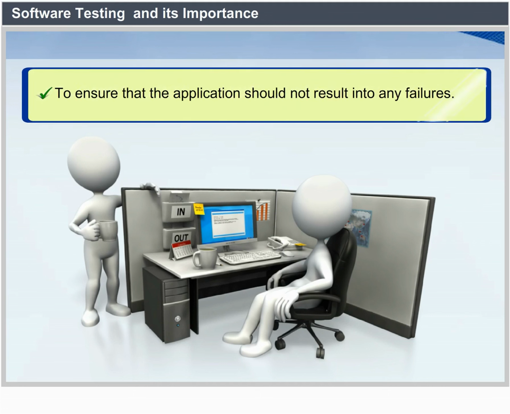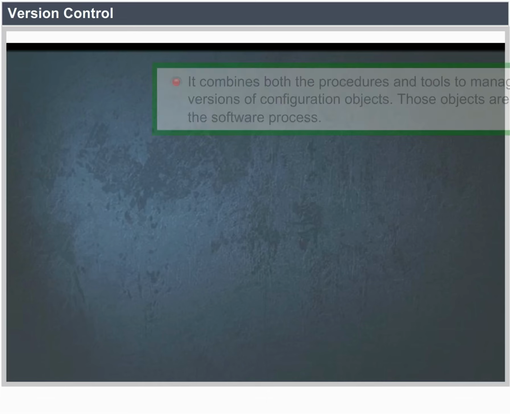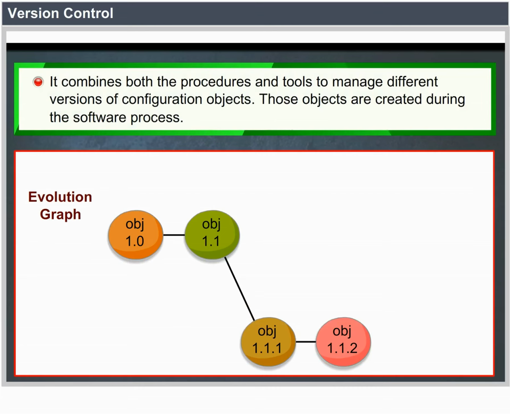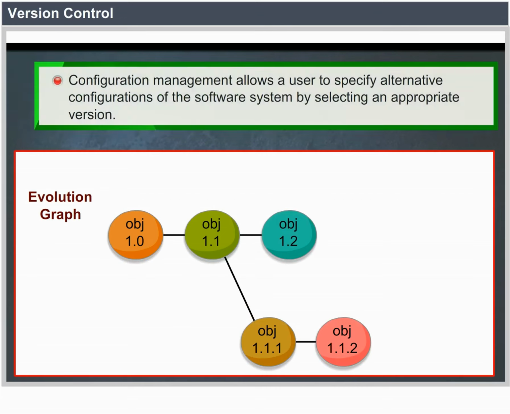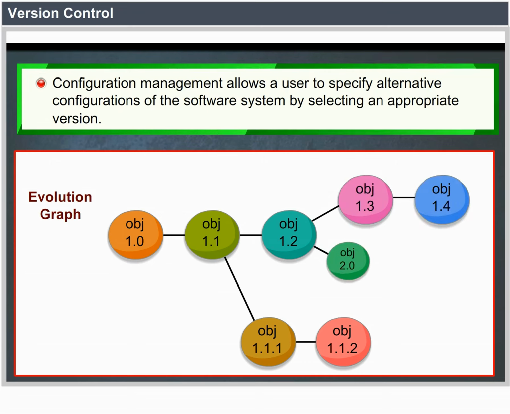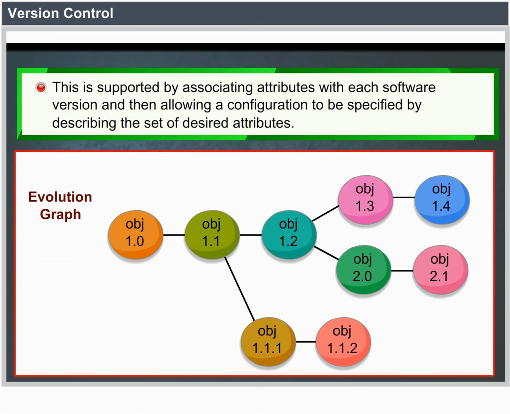Version control. It combines procedures and tools to manage different versions of configuration objects that are created during the software process. Configuration management allows a user to specify alternative configurations of the software system through the selection of appropriate versions. This is supported by associating attributes with each software version and then allowing a configuration to be specified by describing the set of desired attributes.